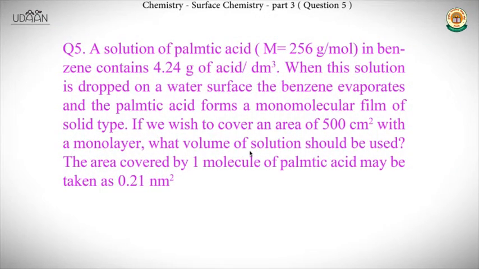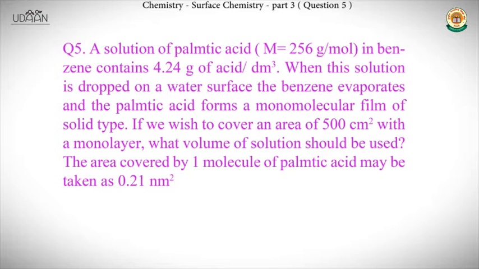Okay, let's try to solve this question in which you are given that a solution of palmitic acid in benzene contains 4.25 gram of acid per liter. When the solution is dropped on a water surface, the benzene evaporates and the palmitic acid forms a unimolecular layer on that surface. If we wish to cover an area of 500 centimeter square with the monolayer, we have to find the volume of solution to be used for doing this.